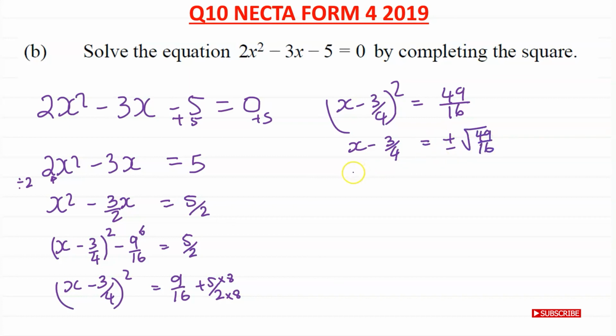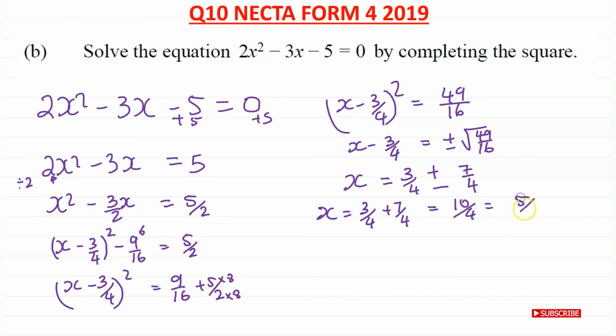You should know that we need to have x on one side. So x is now equal to, I need to add in order to get rid of this. On that side will be 0, and on this side will become 3 over 4. And we have plus or minus the square root of 49, which is 7, over the square root of 16, which is 4. So what I have here is plus or minus 7 over 4. My first answer would be x equals 3 over 4 plus 7 over 4, because I need to use a plus and then a negative. This will give you 10 over 4, which is equal to 5 over 2.